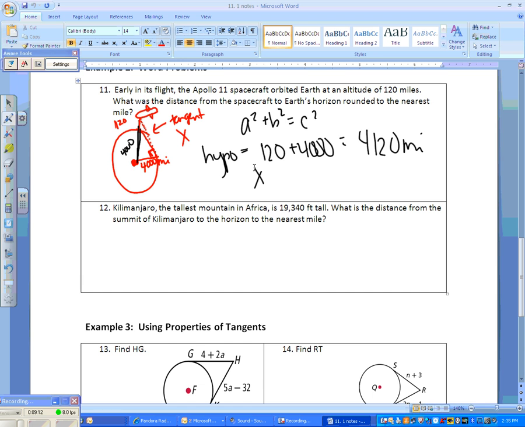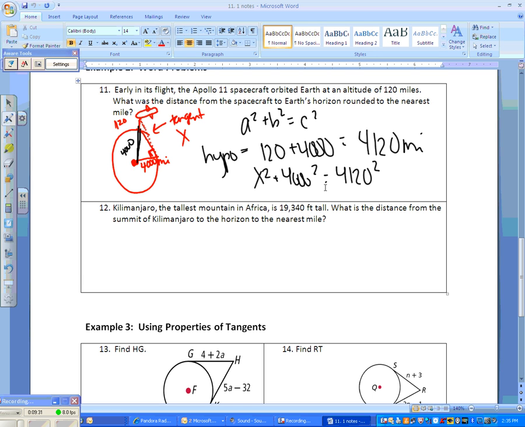So you could say x squared plus 4,000 squared equals 4,120 squared. And then you subtract from both sides. 4,000 squared is a big number. 4,120 squared is another big number. Subtract those two.